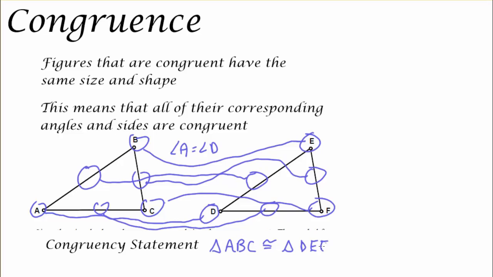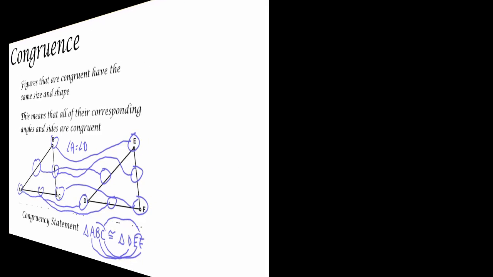And even looking at the statement, it's worded in such a way that A matches with D, B with E, C with F, and even EF next to each other, the segment would match up with BC.